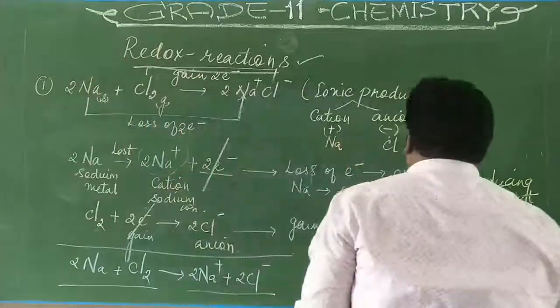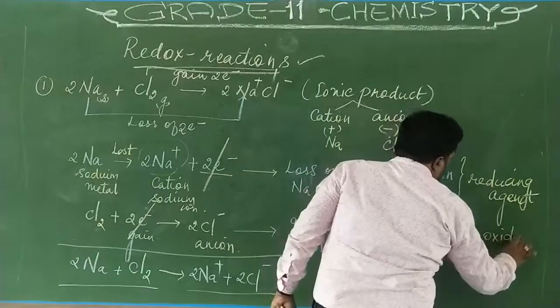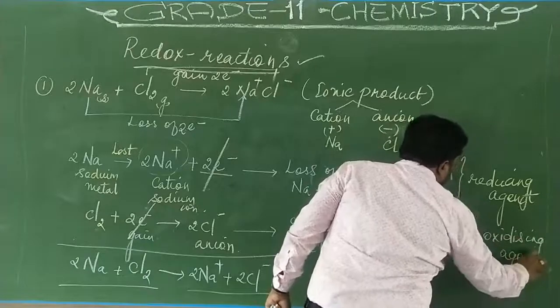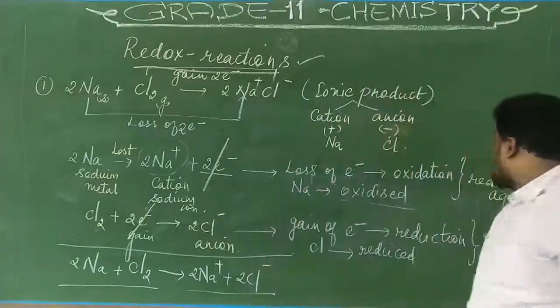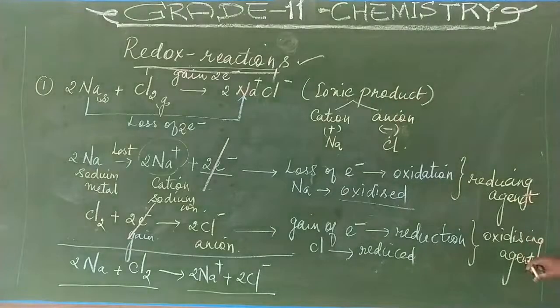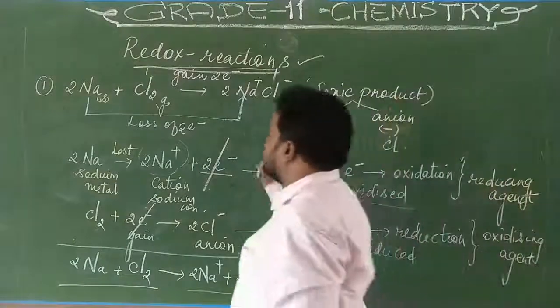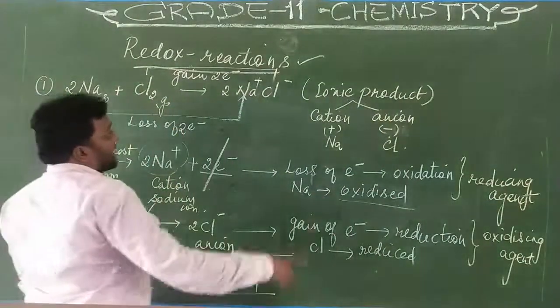So chlorine makes the sodium get oxidized. Therefore this chlorine we call the oxidizing agent. So this is a reducing agent, and this is the oxidizing agent. Understood what I have written for this reaction? Sodium with chlorine gives sodium chloride, and it is an ionic product.